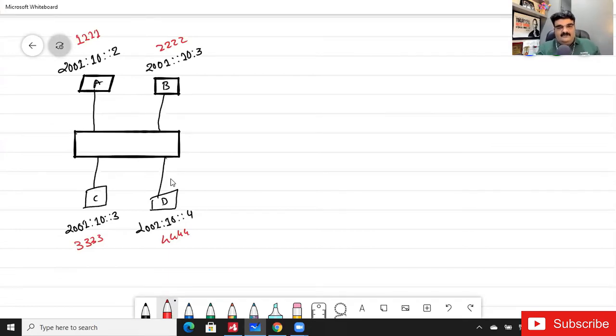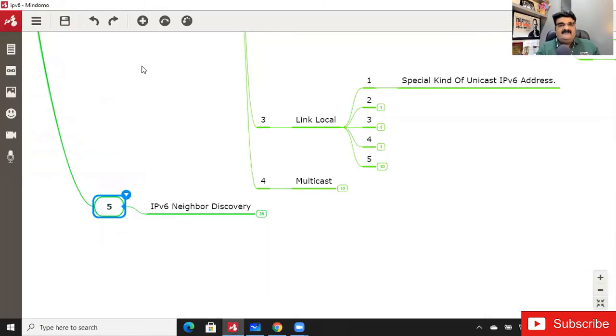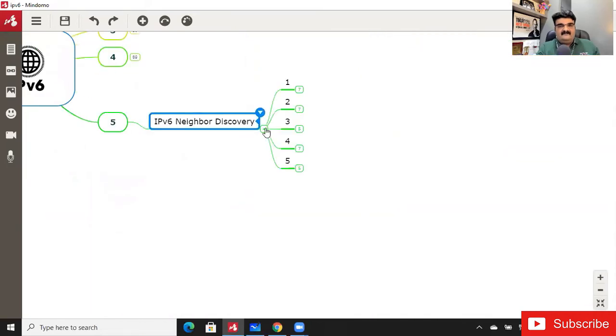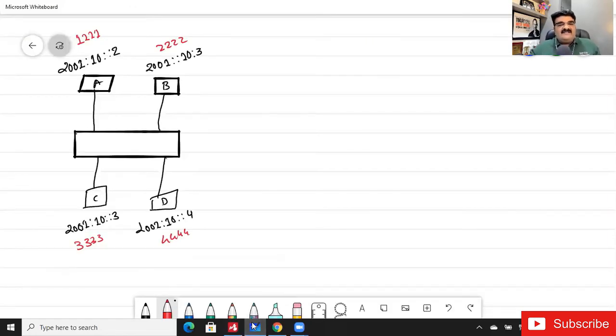So now my question is, A wants to send the data to D. Yeah, it is a global unicast, right, Rajkumar? A wants to send the data to D. First of all, tell me how many of you remember the first day. Like the first day, I talked about the IPv4.